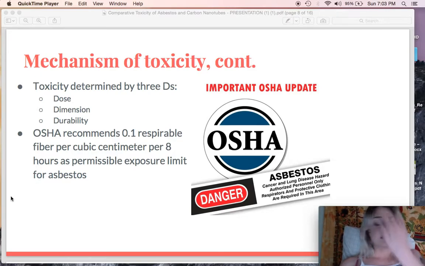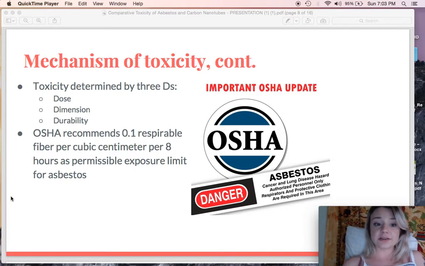More about the mechanism of toxicity of asbestos and CNTs. OSHA determines toxicity by the 3Ds, which are dose, dimension, and durability. Dimension refers to the size of the fibers. Only certain sized fibers are respirable. Like I said before, asbestos and CNTs are considered to be respirable fibers.